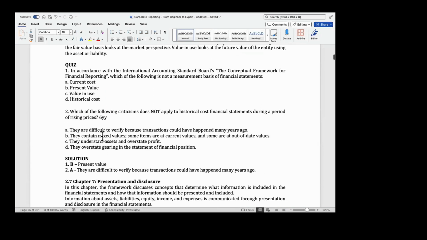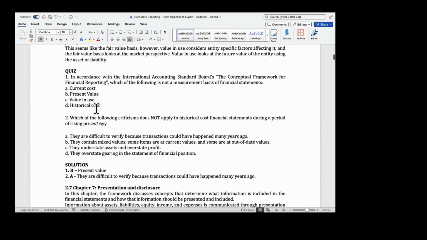So I have some quizzes here. This one says, in accordance with the IASB's Conceptual Framework, which of the following is not a measurement basis? Current cost is a measurement basis, value in use is too. Present value is not a measurement basis.